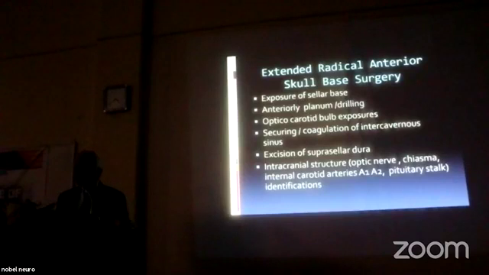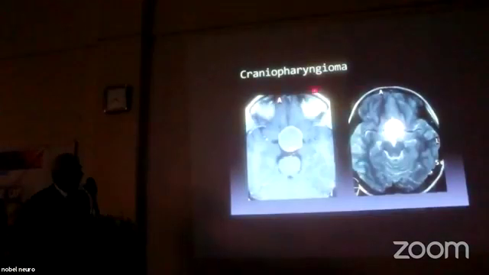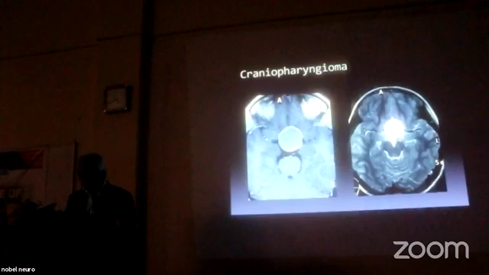Exposure of the sellar base, anterior planum drilling, opticocarotid bulb exposures, securing the coagulation of the intercavernous sinus. That is again difficult, and I'll show you how one has to do that. Excision of suprasellar dura, intracranial structures: optic nerve, chiasma, internal carotid arteries, A1, A2, pituitary stalk identification. This was a patient who had a small craniopharyngioma, T1 and T2, and this was removed.